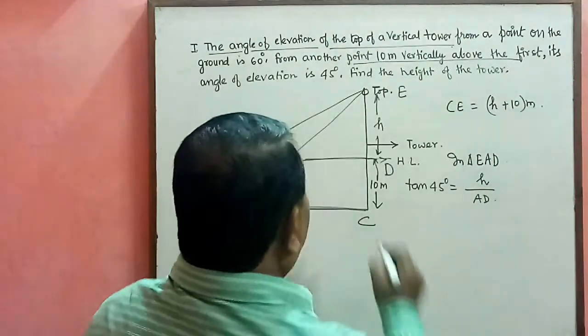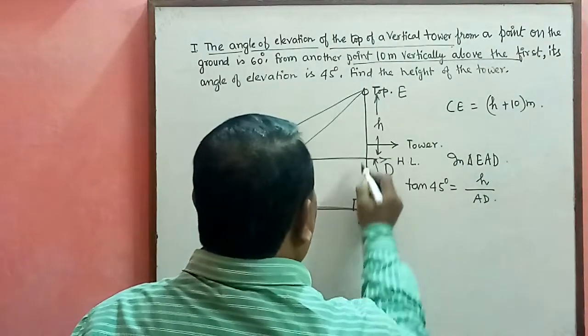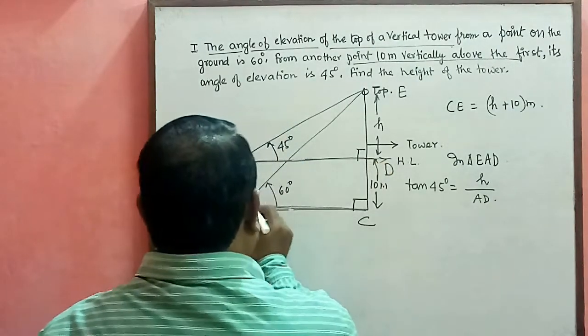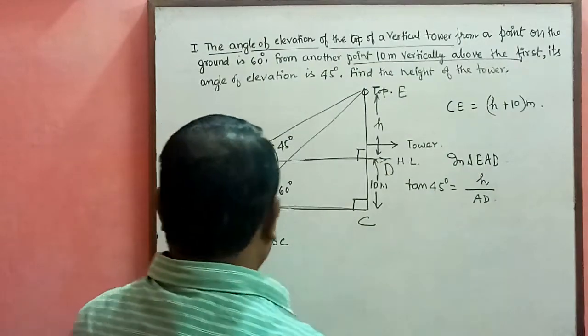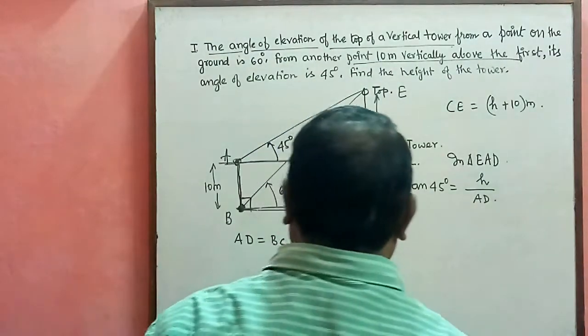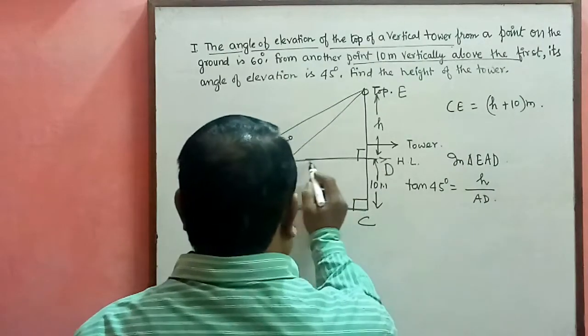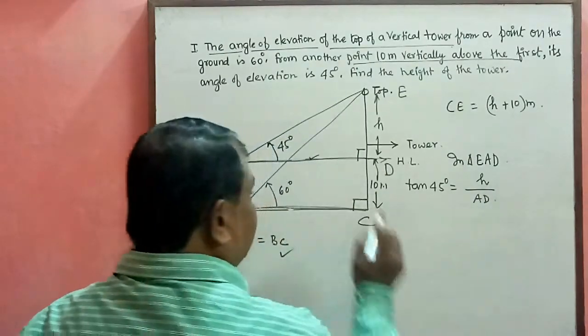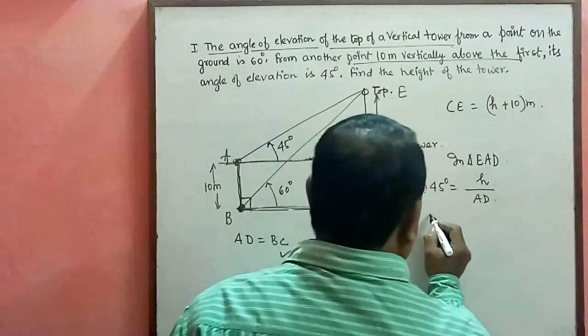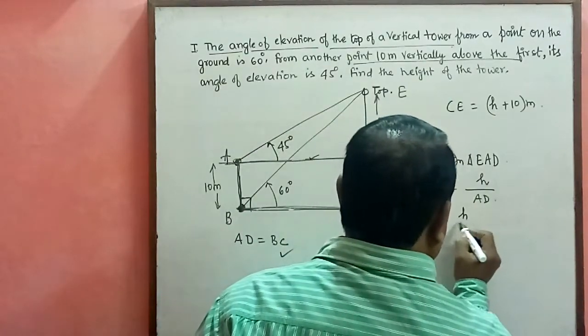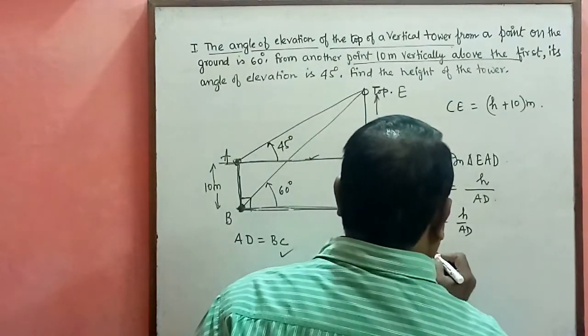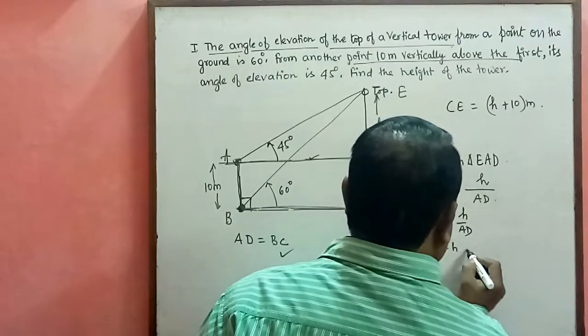Because this is a triangle, this is standing at a right angle, this is also a right angle, this is vertically above me, this is also a right angle. So these are parallel lines. Now here we also know AD is equal to BC. Tan 45 is 1. So this is H upon AD. Now AD is equal to H, equation number 1.